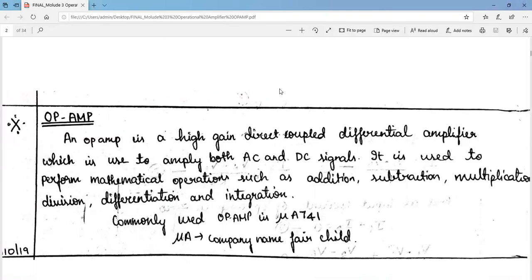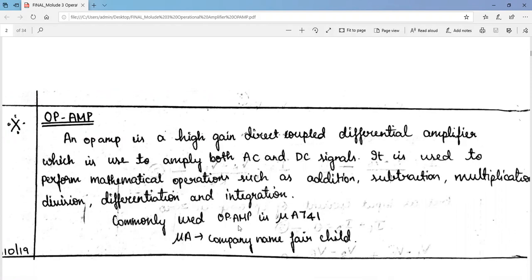The definition of operational amplifiers, also known as op-amp: an op-amp is a high gain direct coupled differential amplifier which is used to amplify both AC and DC signals. It is used to perform mathematical operations such as addition, subtraction, multiplication, division, differentiation, and integration.